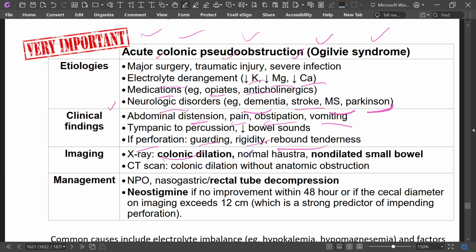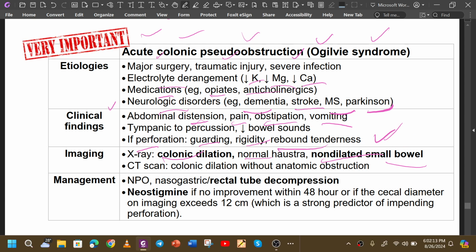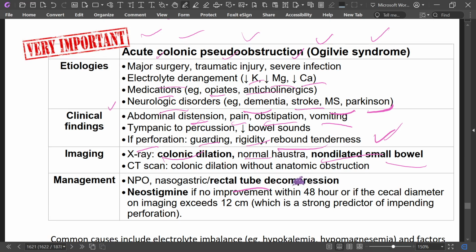On imaging, X-ray shows colonic dilatation, normal haustra, and non-dilated small bowel. CT scan shows colonic dilatation without obstruction. Treatment is NPO, NG suction, and rectal tube decompression.